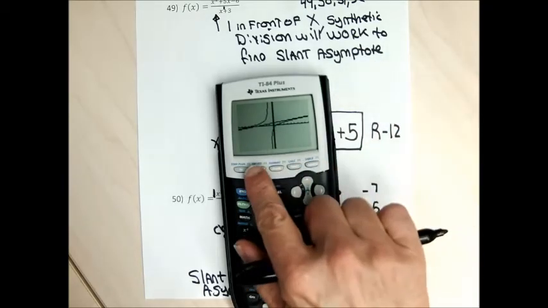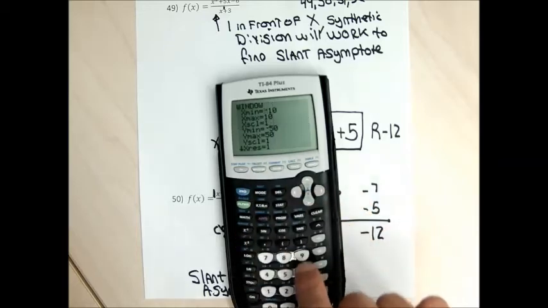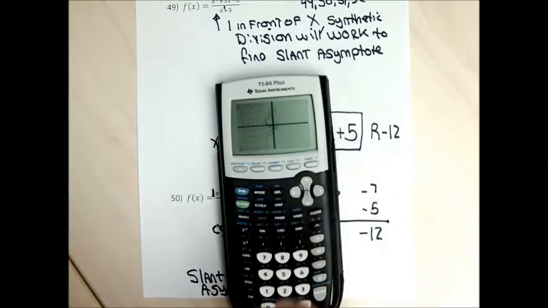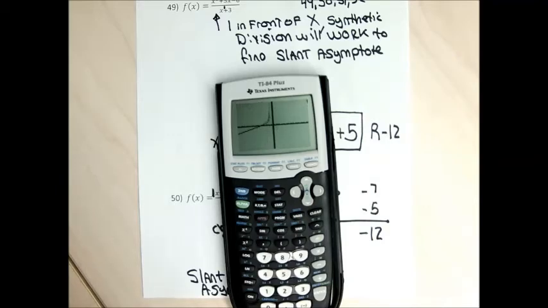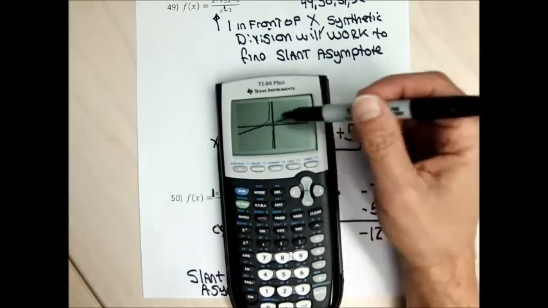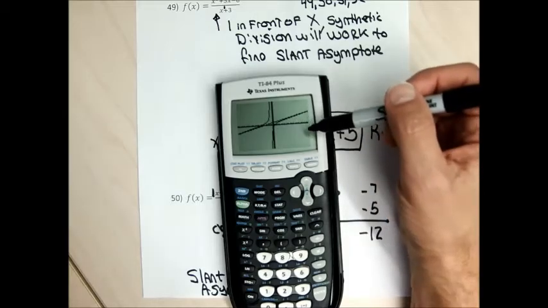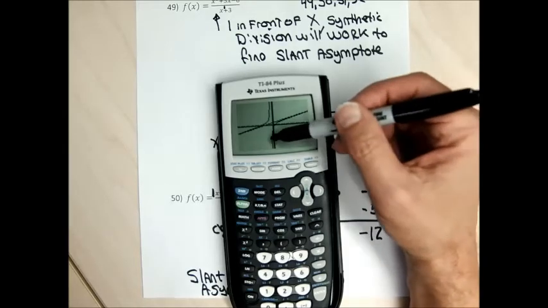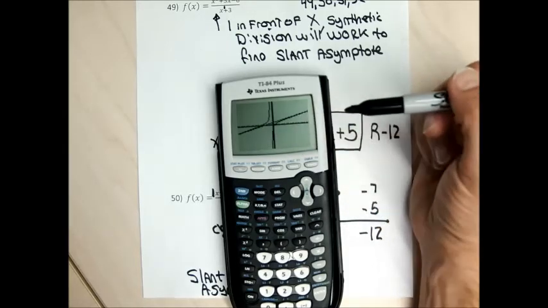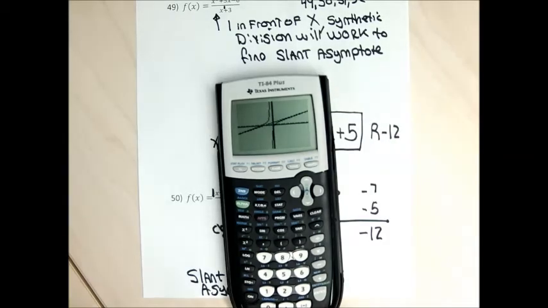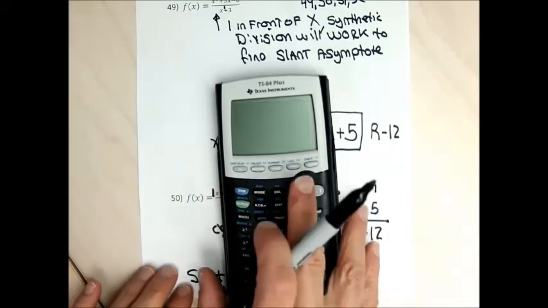If I made my window bigger in terms of the x's, maybe make my x's go from negative 20 to 20, eventually you're not even going to be able to see the graph, and the line that I'm drawing will look exactly the same. So this slant asymptote tracks the graph so closely that you almost can't see that there are two different graphs, the graph of the original function and the graph of the slant asymptote. So that's probably all the graphing I'm going to do.